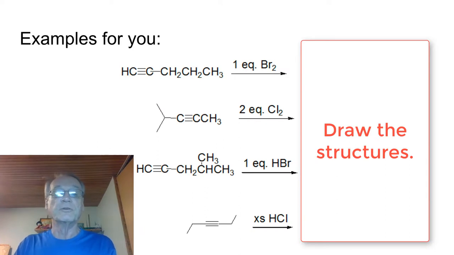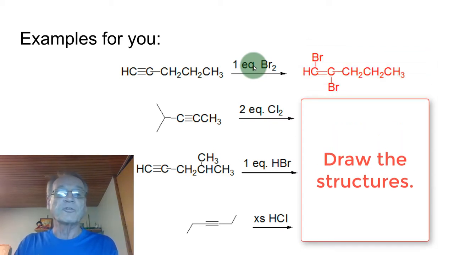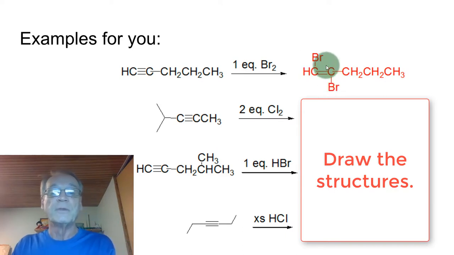So here's some examples for you to do. So what if you were to start with 1-pentyne and had 1 equivalent of Br2? Go ahead and write that down. And here's the product. One bromine adds here, one bromine adds here. You end up with a double bond and the two bromines across from each other, or trans to each other.